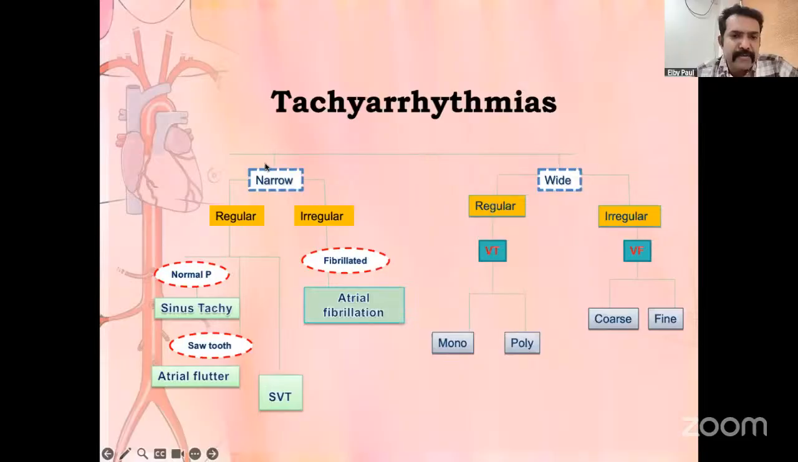Suppose I see the QRS complex is narrow. Then again we have to check regular or irregular. Regular means the P wave is normal; we can say it's a sinus tachycardia, or if there is a sawtooth wave, it can be atrial flutter. Irregular is only one situation, atrial fibrillation.